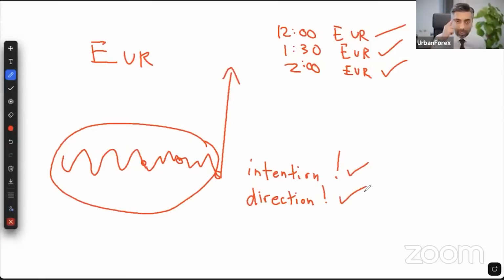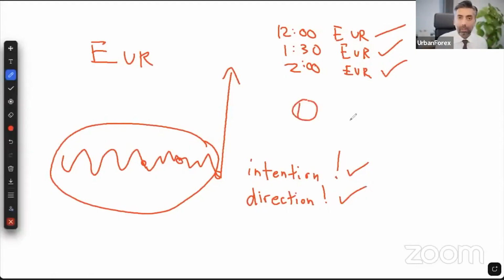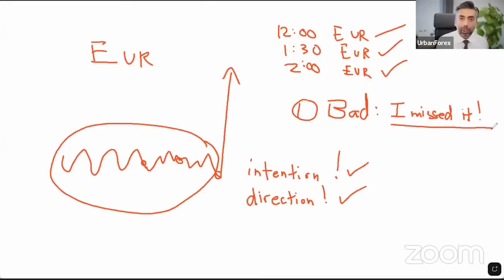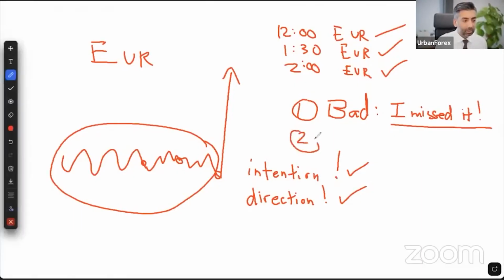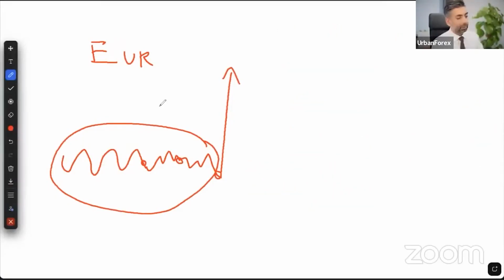Now, I want you to think this way, okay? There are two sides of thinking that come along with this. Side number one, this is the bad thinking. What's the bad thinking? I missed it. That's the uneducated thinking. The second thinking, the good one, is now I know. What that means is it's telling you their intention right now. Moving forward, intention and direction is fit. What you need to understand is what this represents is demand.